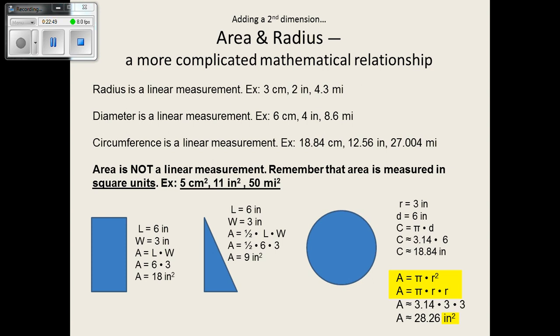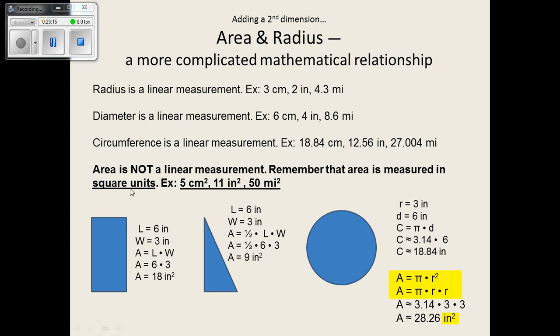Now, when we add a second dimension, we get a more complicated mathematical relationship, but we still have an equation to help us out, so we'll be okay. Area is special. Remember that area is measured in square units, whereas length is measured in just straight up units to the first power.